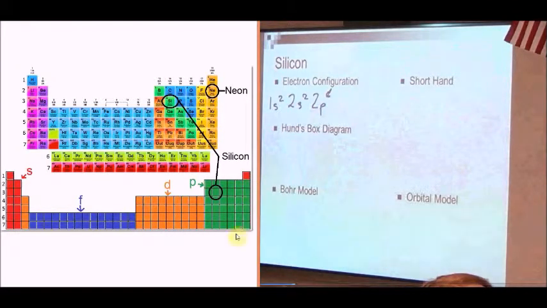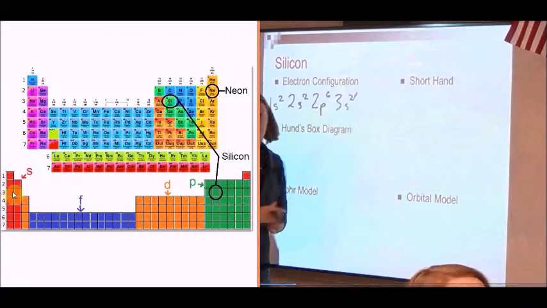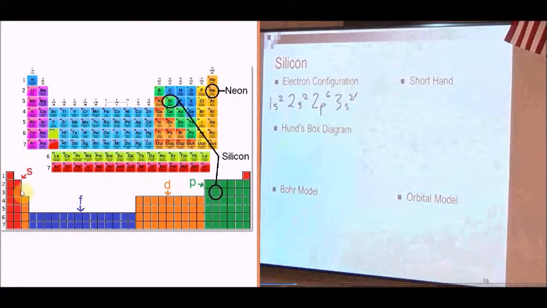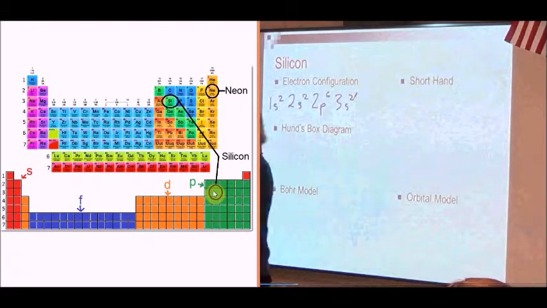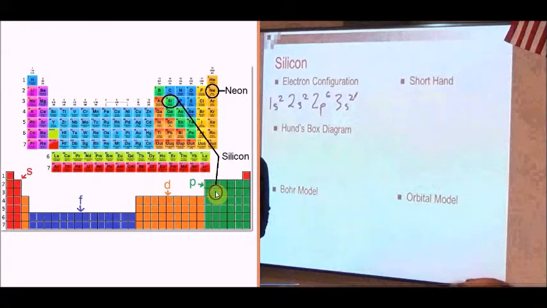Okay. Now I'm in row three. So 3s. Okay. Because I'm in row three. S for the red box is 2 because there's two boxes. And now I come on over to the green, but wait, pause. Let's remember where silicon actually is. It's only like two steps into the green.